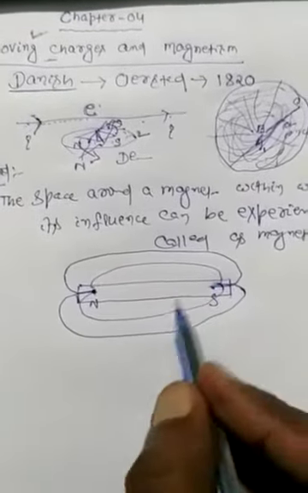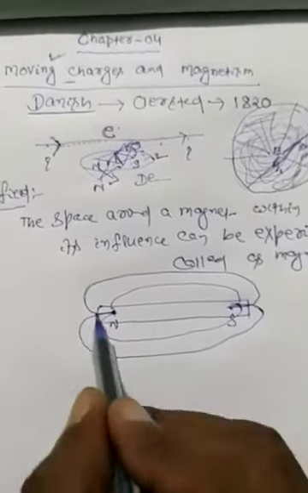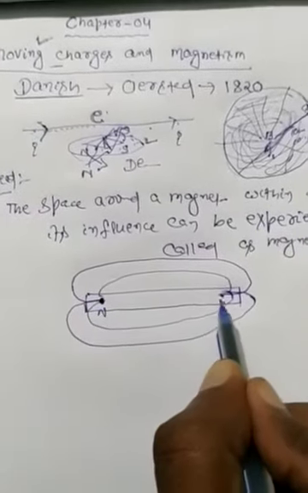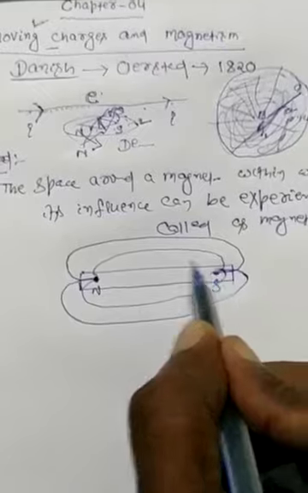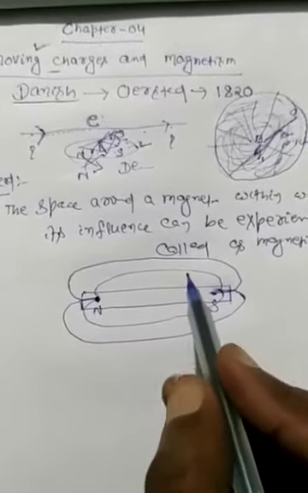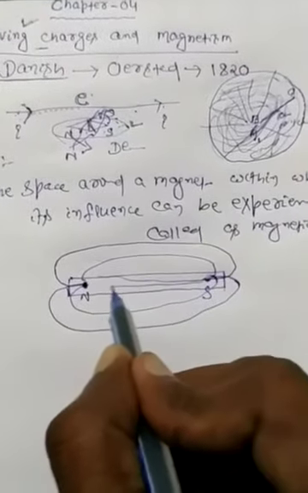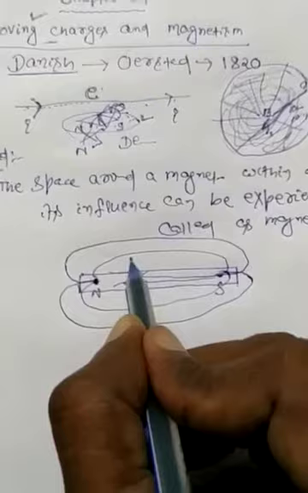So in case of a bar magnet, the lines of force are created from north and reach at the south, outside the magnet. But inside the magnet, the lines of force go from south towards the north, in this direction.